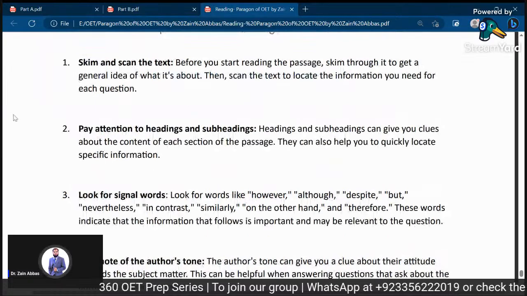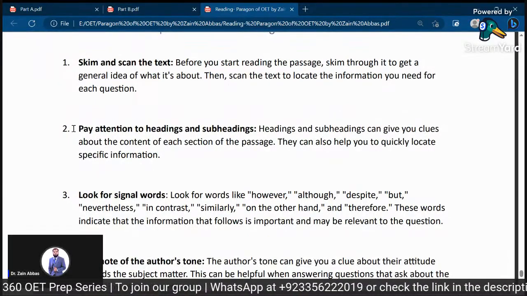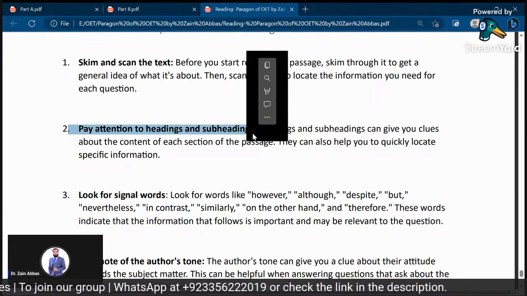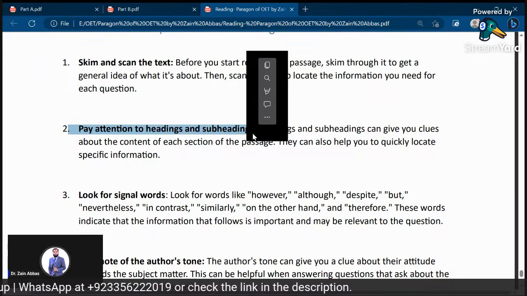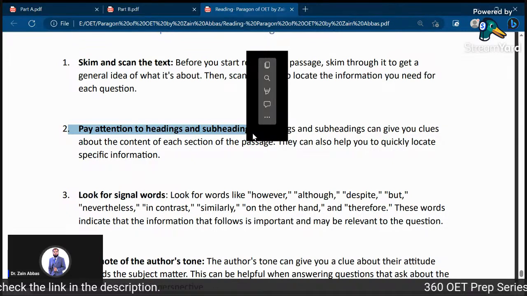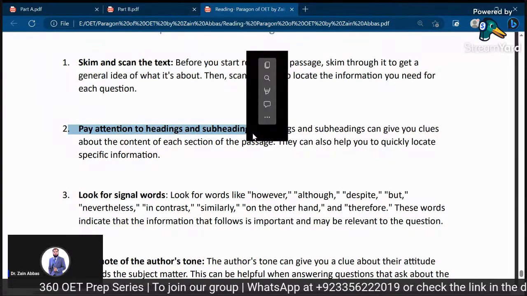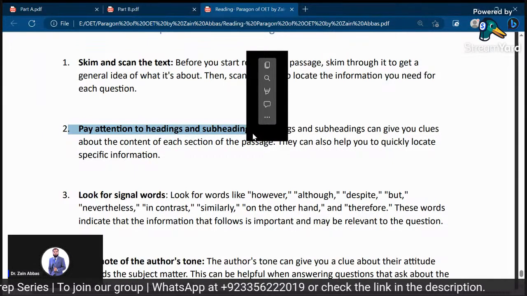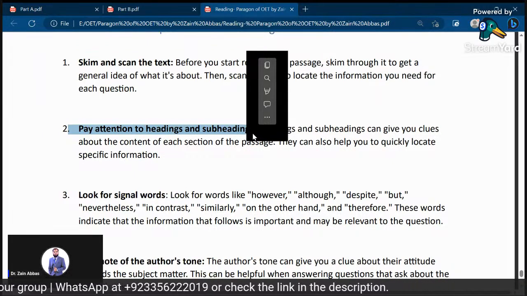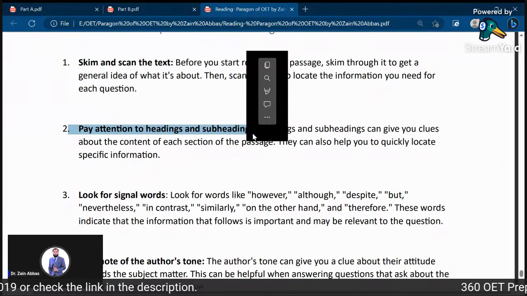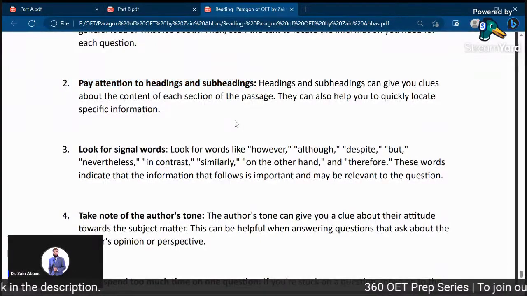Then pay attention. The second technique is to pay attention to the heading and subheading. Oh God, this one is the life-saving technique. You don't need to go to the text as a whole. First and foremost, just check the heading. What is all this text about? And then go to the text. Sometimes you even don't need to go to the text. You just get the ideas and the concept of all the text there. That's all about the two tips.